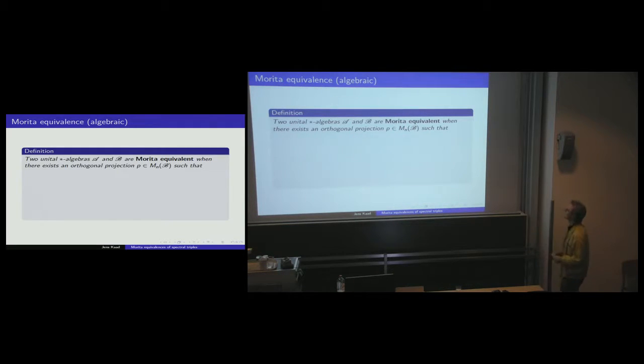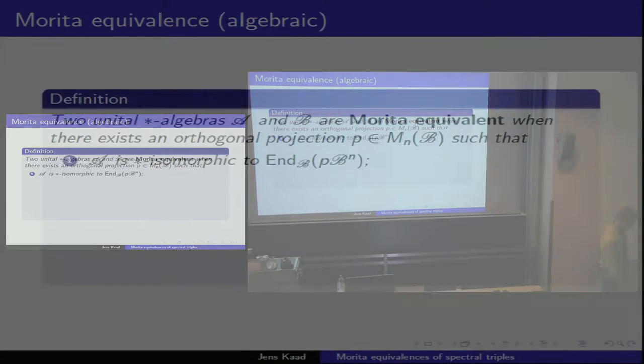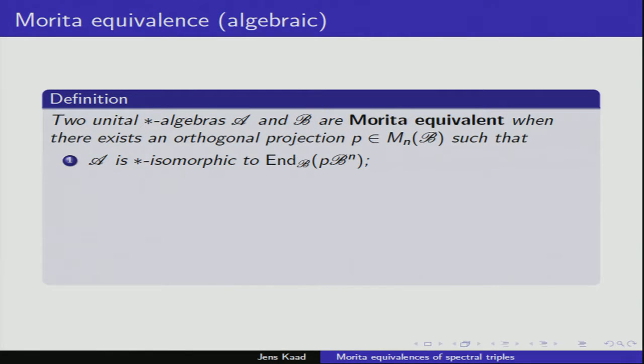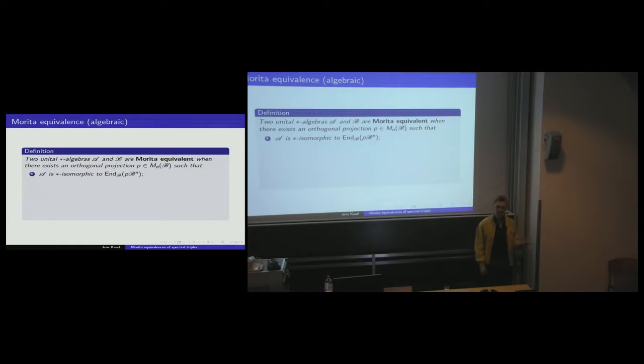So here's the definition. Two unital star algebras are going to be Morita equivalent when there exists some orthogonal projection inside the n by n matrices with entries in B, and then there are two conditions. The first one is that the unital star algebra has to be star isomorphic to the bilinear endomorphisms of this finitely generated projective module which is associated to your projection. So that's the first condition.